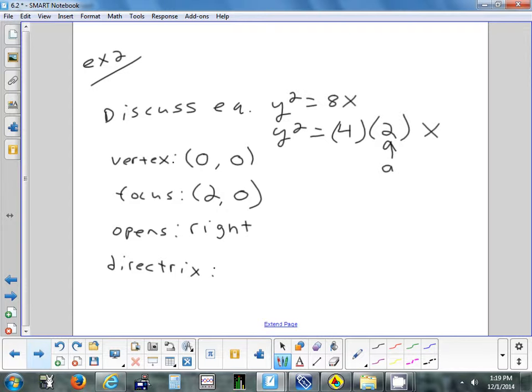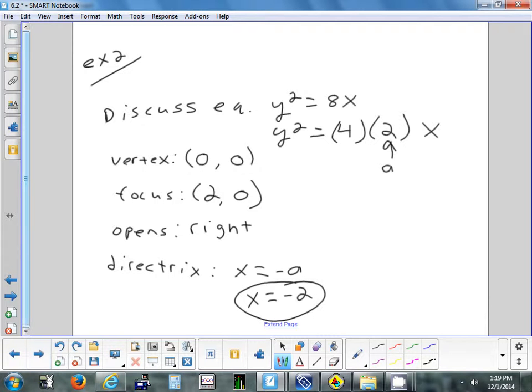And what about the directrix? What does it say the equation is for that? It says x equals negative a. So all we have to do is fill in. What did we have for a? 2. So it's x equals negative 2. Right, and that's it. So we found everything they wanted. We don't need to sketch it.